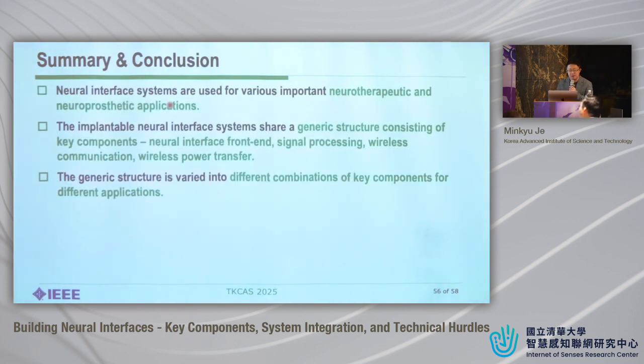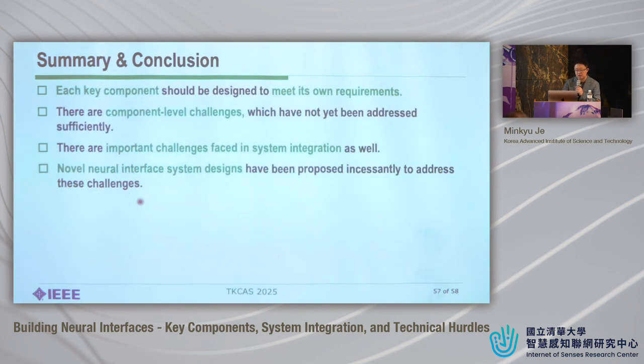Right, so finally, the summary and conclusion. Neural interface systems are used for various important neuroprosthetic and neurotherapeutic applications. The implantable neural interface systems share a generic structure consisting of key components, as I already explained. This generic structure is built into different combinations of key components for different applications. And each key component should be designed to meet its own requirements.